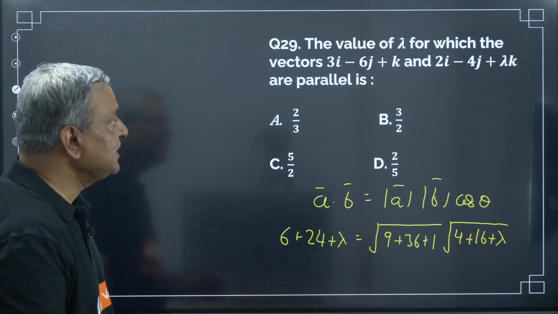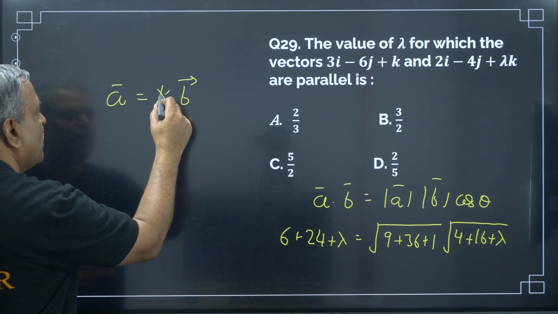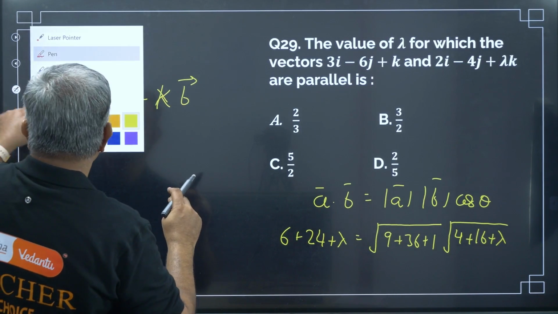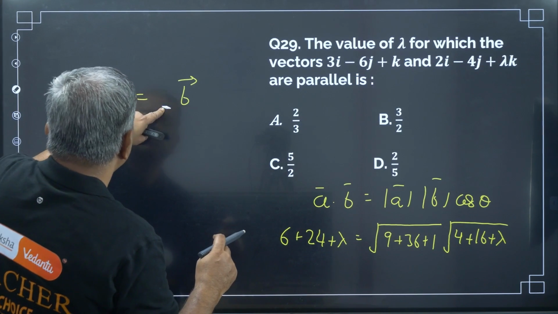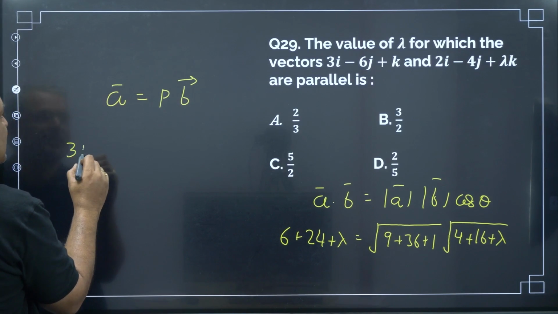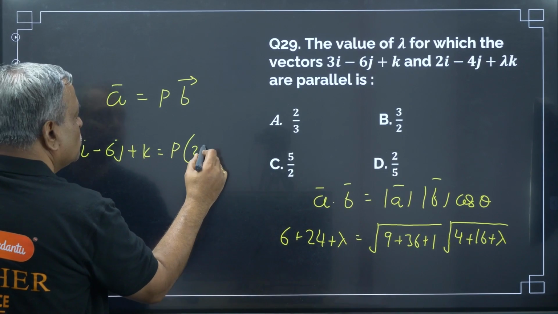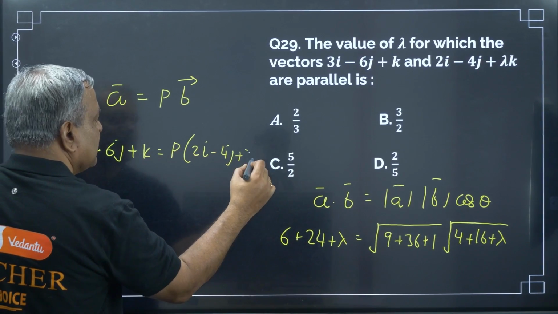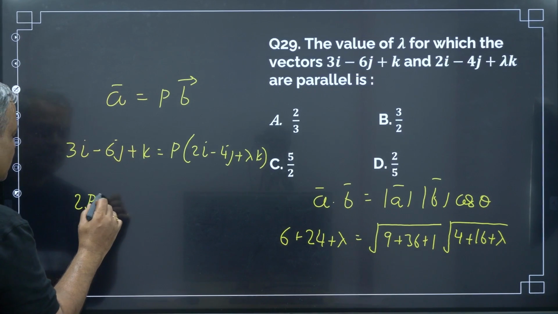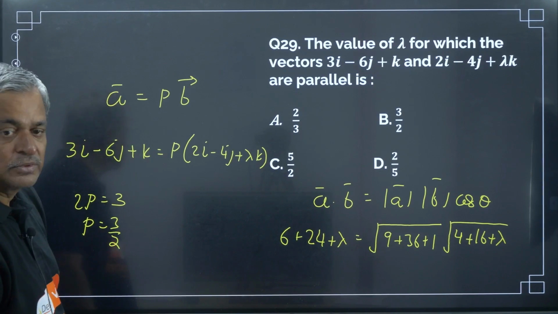This is one way. The other way is that vector A is equal to some constant times vector B. Lambda we have already used, so some new constant, because you will get confused, since they are parallel, say P. So what is vector A? 3i minus 6j plus k is equal to P times 2i minus 4j plus lambda k. Compare it. So 2p is equal to 3, so p equal to 3 by 2.